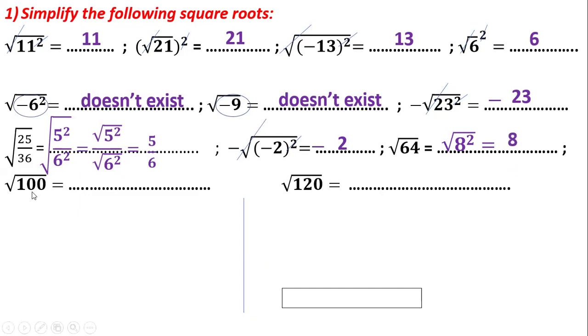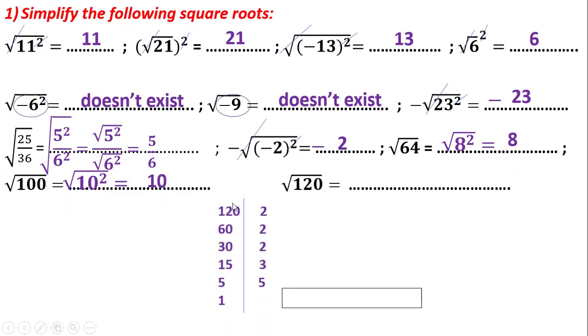Radical 100, also 100 can be written as a perfect square. It's radical 10 squared. The squared cancels the radical. It comes out as 10. Now, radical 120. 120 cannot be written as a perfect square, so we should do the prime factorization.